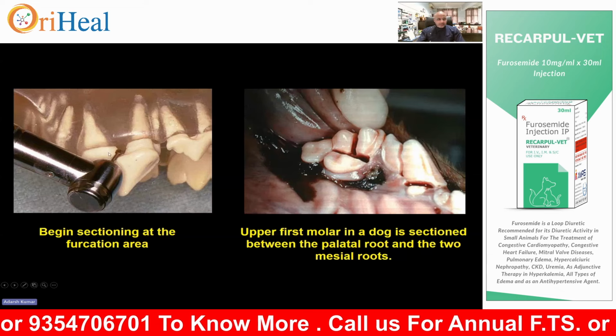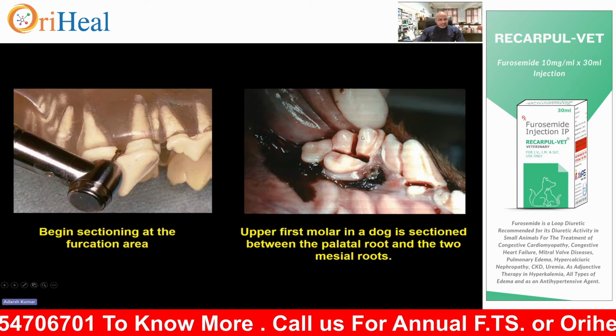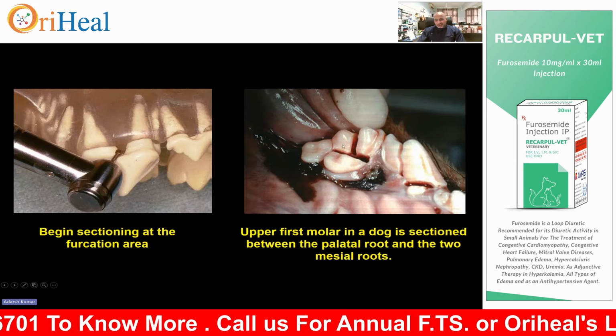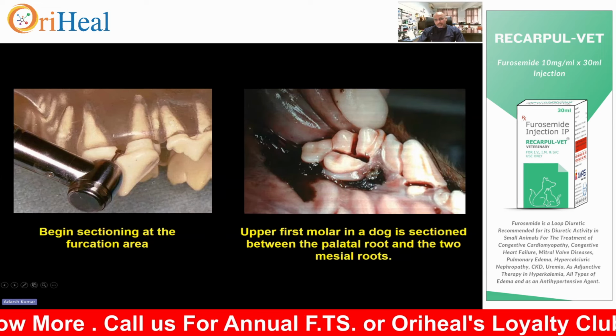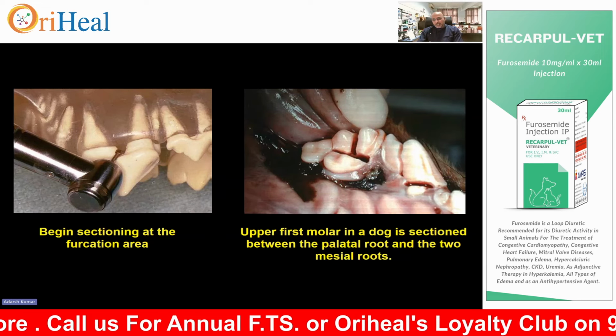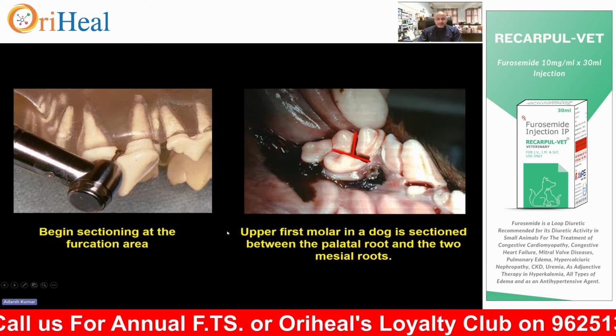So you begin sectioning the furcation area here. See, this is how one root, two roots, or three roots are separated. So you remove the roots accordingly. I'll develop it further. Don't worry. See.